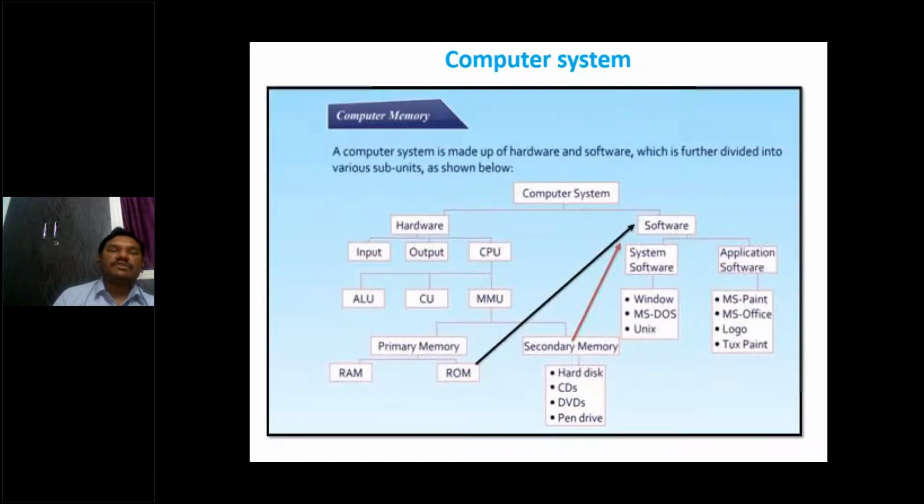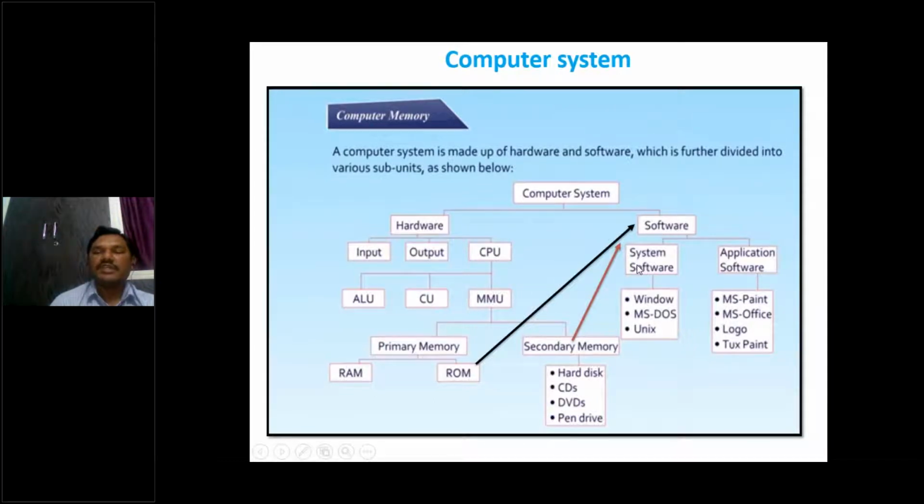Now, where is this memory, and what is the advantage of memory? Suppose these are the components of a computer: the main components are hardware and software. Hardware components are input, output, and CPU. CPU has the ALU, control unit, and memory management unit along with registers. The memory is primary memory, RAM and ROM, and secondary memory is hard disk, CDs, DVDs, pen drives, and all. These are all the hardware section, and this is the software section.